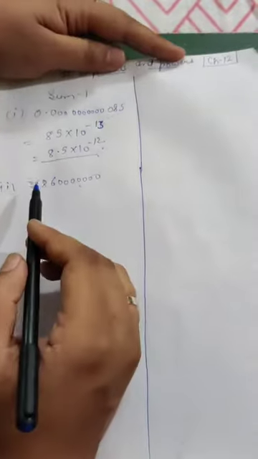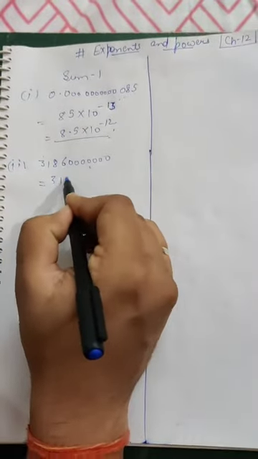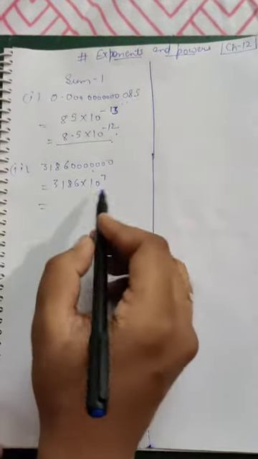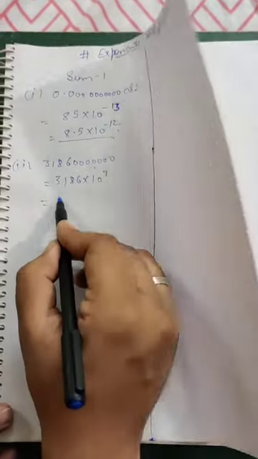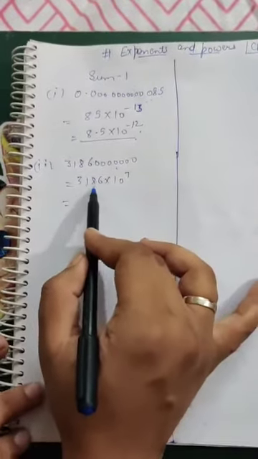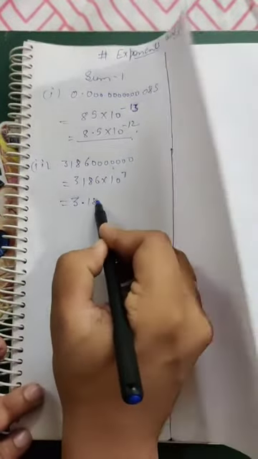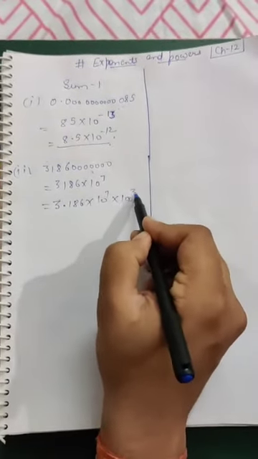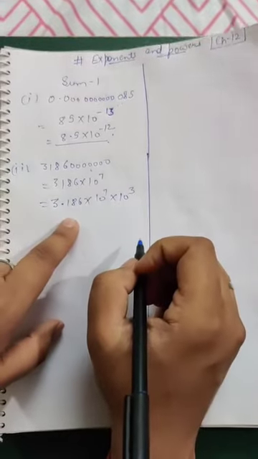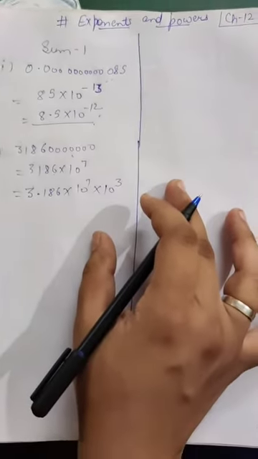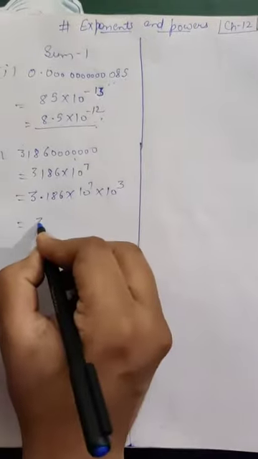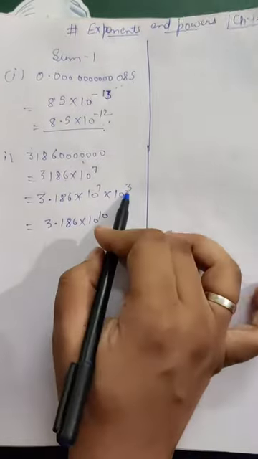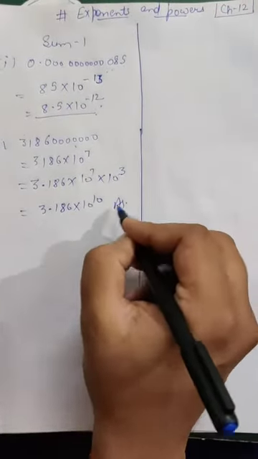So how will we write this? 3186 multiplied by 7 zeros, so 10 raised to the power 7 will come. And now we have to write it in standard form, so we have to put a decimal here. So let's suppose we put the decimal at 3 places, so 3.186 multiplied by 10 raised to the power 7, multiplied by 10 raised to the power 3. Why 3? Because we have taken the decimal at 3 places, so here we can write 3.186 into 10 raised to the power 10. 7 plus 3 is 10. So this is our answer.